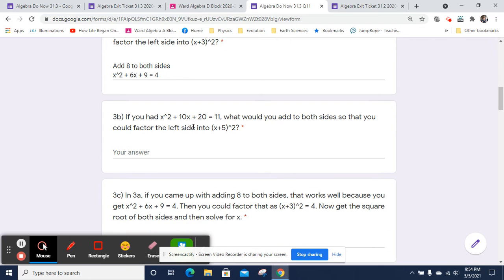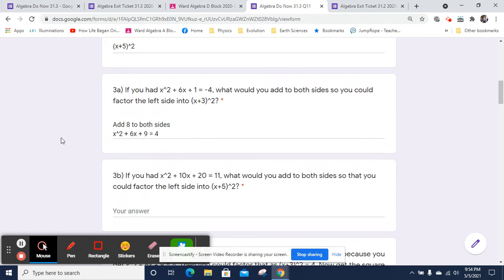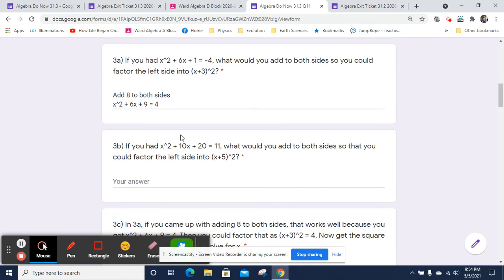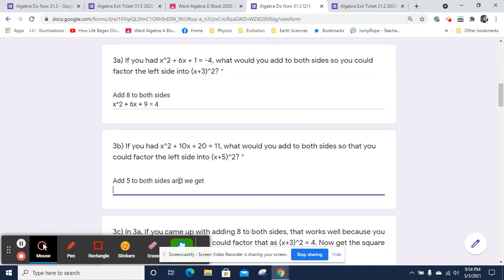Let's take a look at this one. x squared plus 10x plus 20 equals 11. And what would we add to both sides so that you could factor the left side into x plus 5 squared? Let's see what x plus 5 squared came from. It came from x squared plus 10x plus 25 instead of plus 20. So we need to add 5 here, and we have to add 5 there as well. So add 5 to both sides, and we get x squared plus 10x plus 25 now equals 11 plus 5, which will be 16.